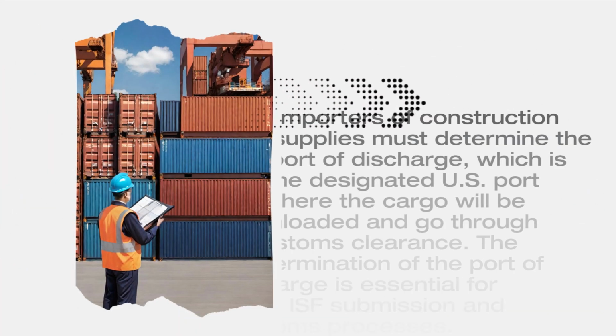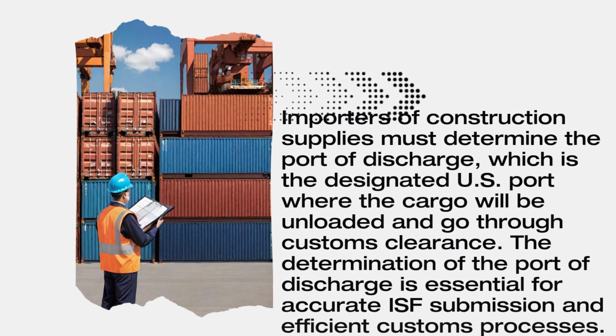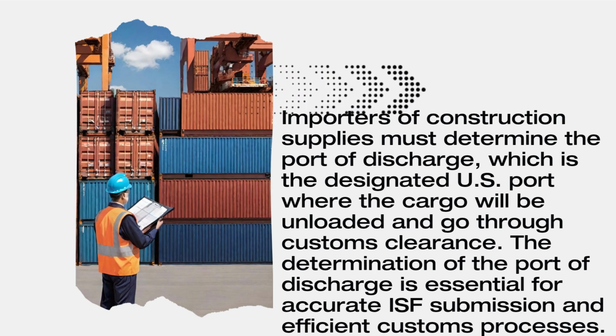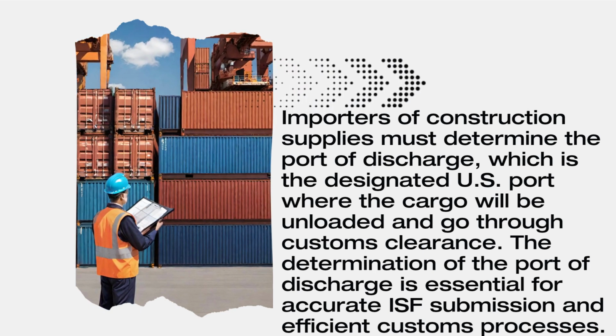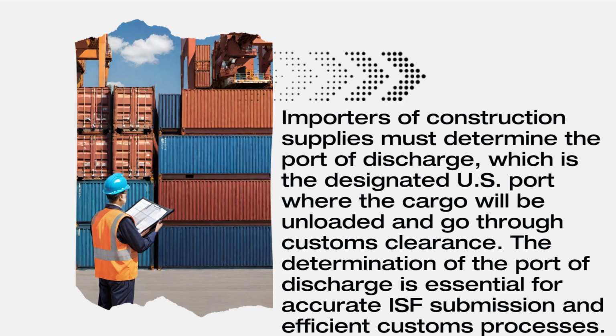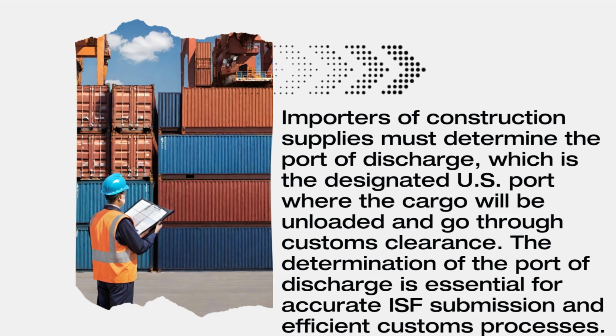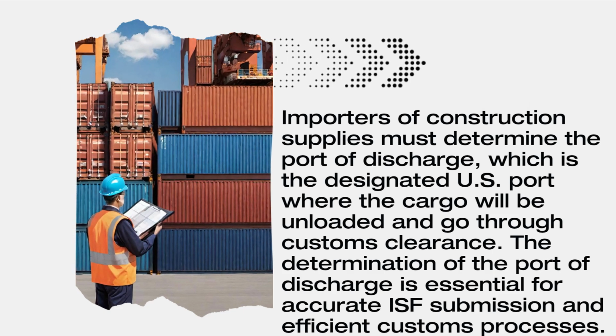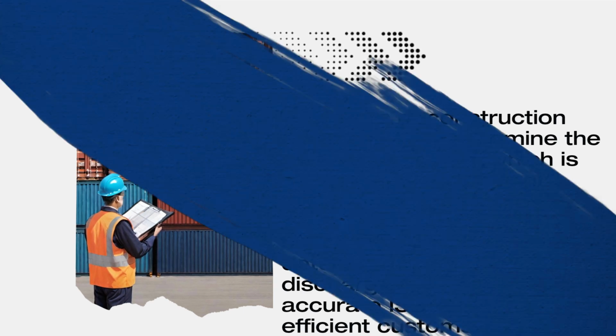Importers of construction supplies must determine the port of discharge, which is the designated U.S. port where the cargo will be unloaded and go through customs clearance. The determination of the port of discharge is essential for accurate ISF submission and efficient customs processes.